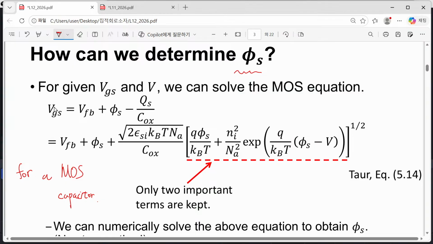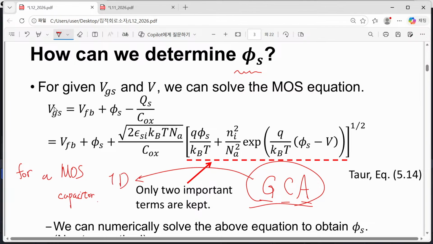There was a magical word we introduced in the previous lecture: gradual channel approximation. If we adopt this gradual channel approximation, although our system is two-dimensional, as far as the Poisson equation is involved, we can reduce it to a one-dimensional problem. So we can use this expression with only a minor modification.